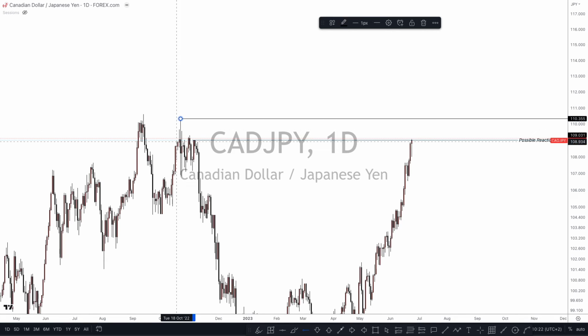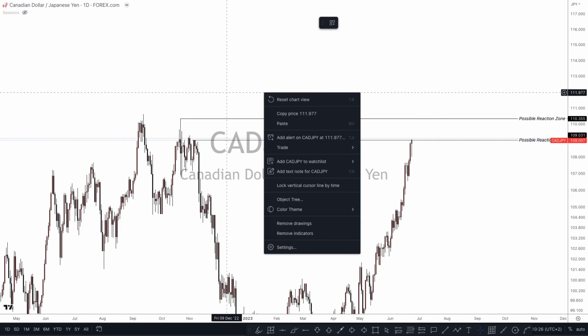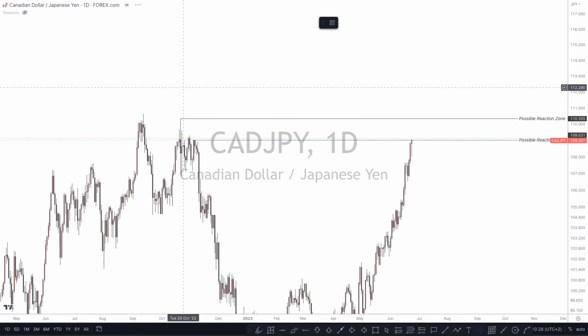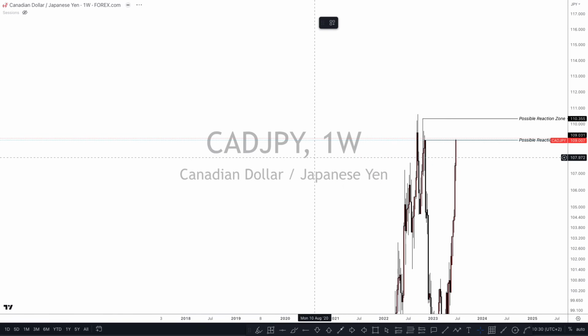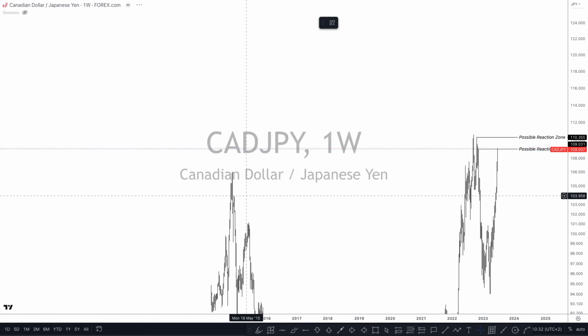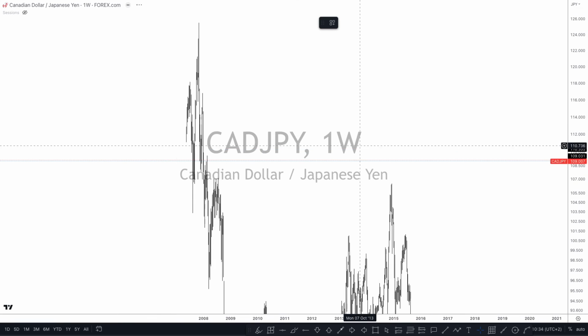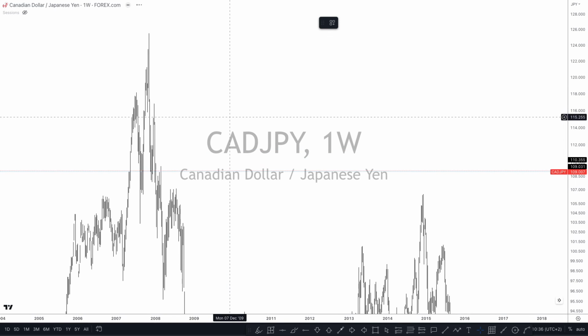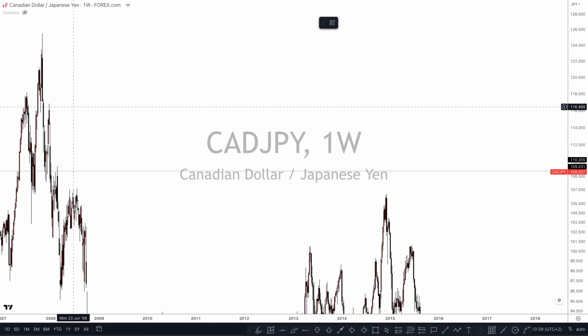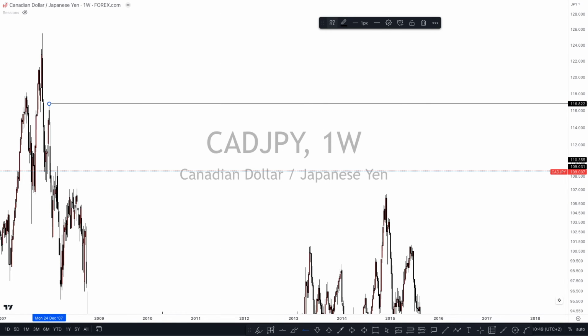And from there, if it does break above this one, then we will have to drop down to weekly and look at if price has ever gotten above this zone before. And as you can see, about 2008 price has gotten above that, and this would be our next possible reaction zone. That's very far for now.